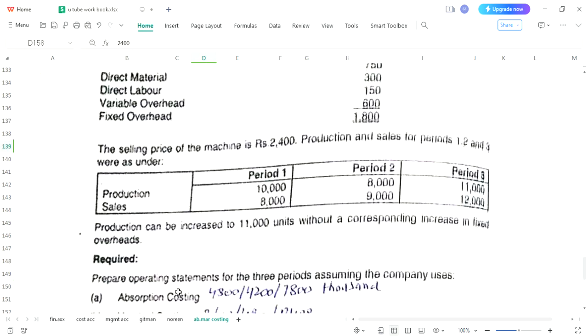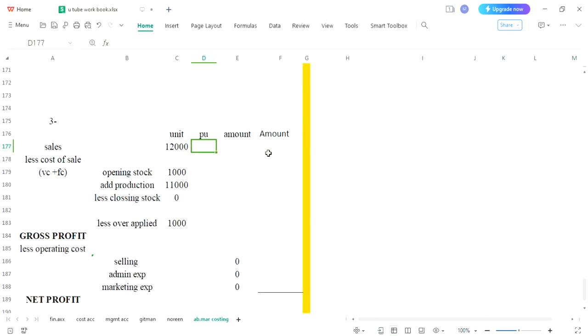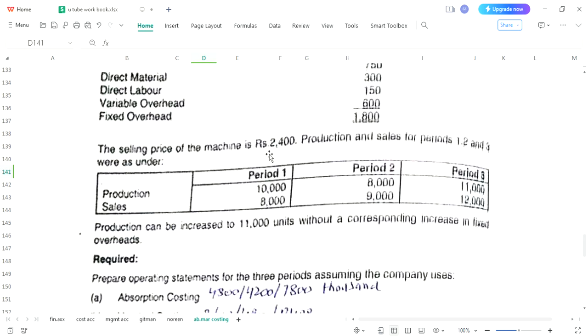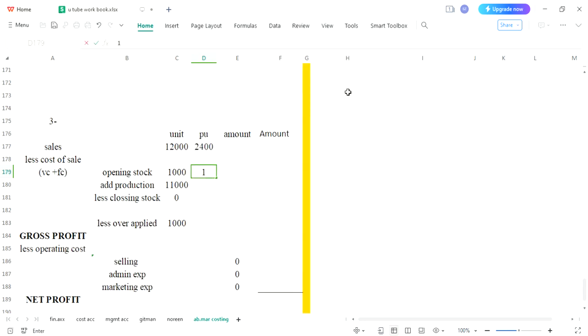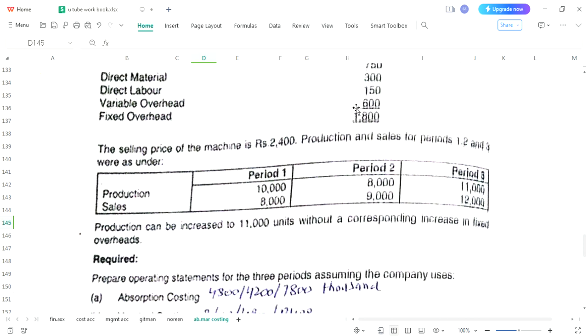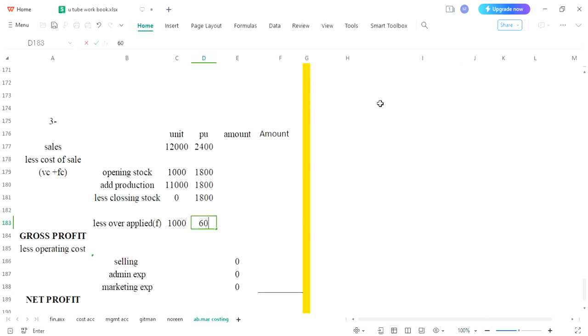Per unit sale price, we will go to the question, and here per unit sale price 2400 is mentioned. You will put 2400 over here. For the cost of sales, in case of absorption costing, we need to have variable and fixed cost both. So total 1800 is your total per unit cost, and the same will be used for opening stock as well. And happily we will be putting this per unit cost for production and for closing stock as well. Under over applied, as mentioned earlier, it was related to fixed cost only. So we will put per unit fixed cost, which is clearly mentioned as 600. So we will put 600 over here. All per unit values we have written.